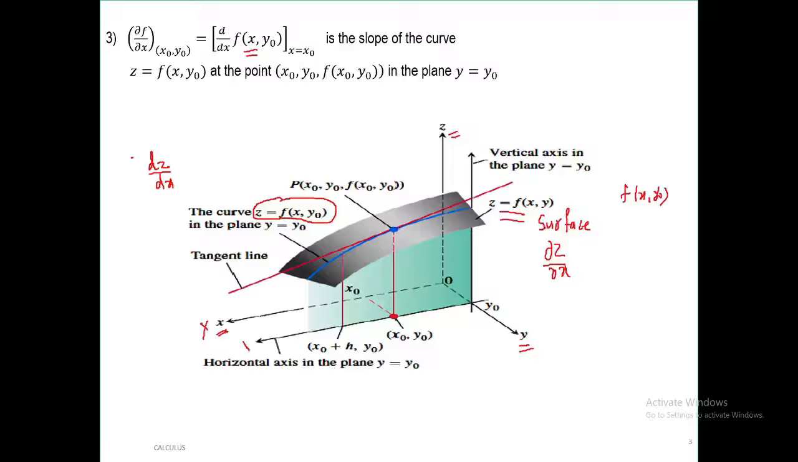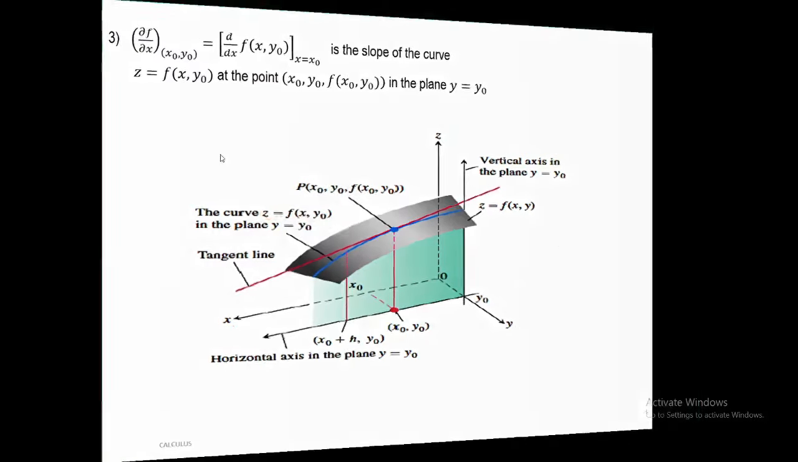So this is x-axis. Therefore, look at this red color one, it is a tangent in x direction only, right? This tangent is in x direction only, and you are finding slope in x direction only. So this is the geometrical meaning of the partial derivative with respect to x.